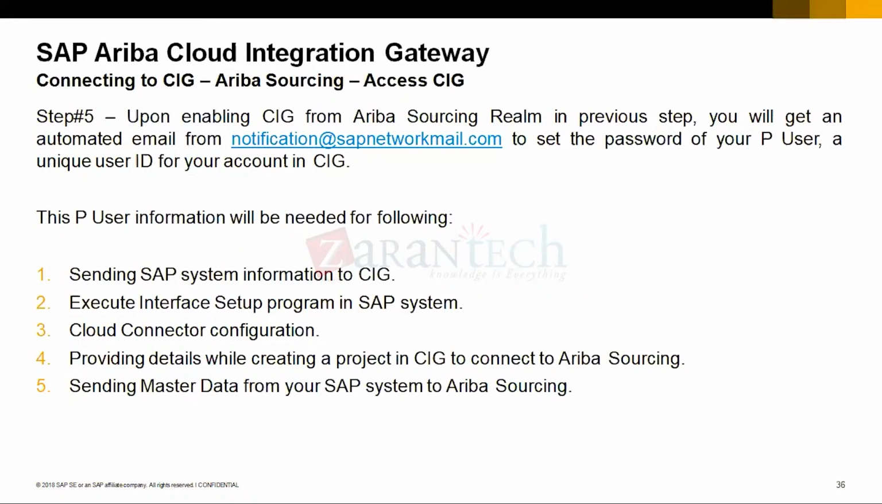Okay. Now, once you enable the CIG, what will the system do? The system will automatically send one email notification to your customer registered email address. So whatever email address was registered during purchasing the Ariba license will receive an automatic email from the Ariba side, and that email contains the information about your P user ID.